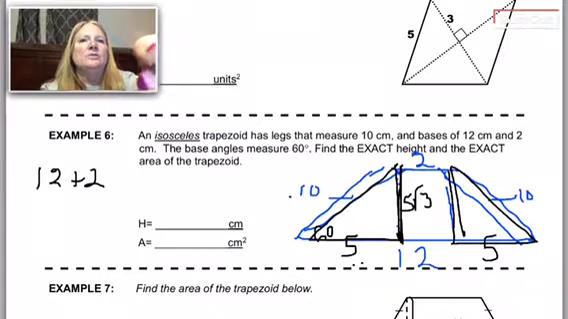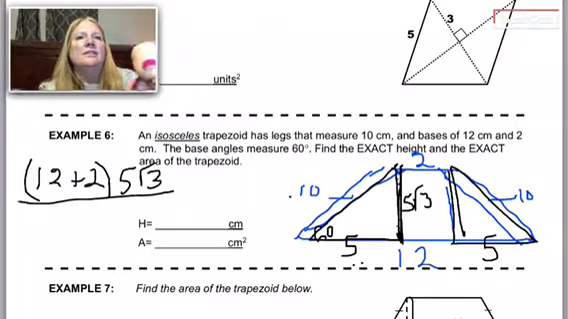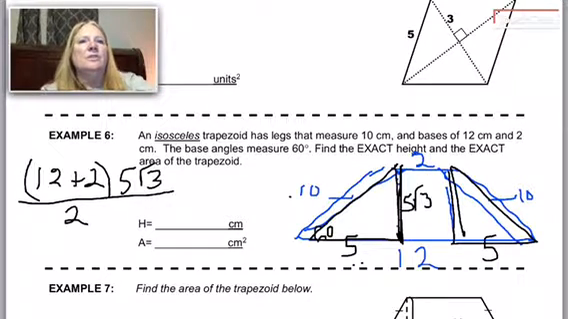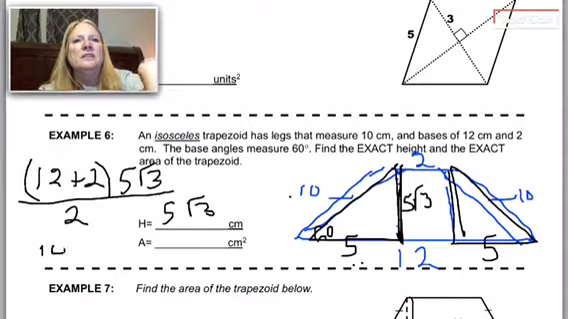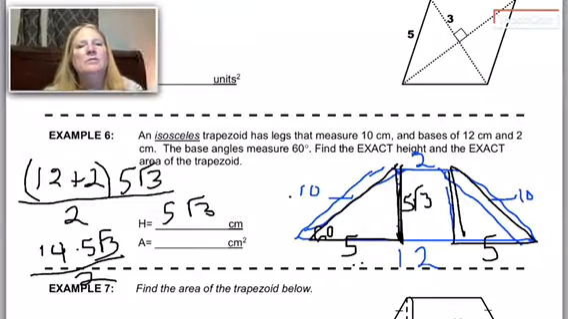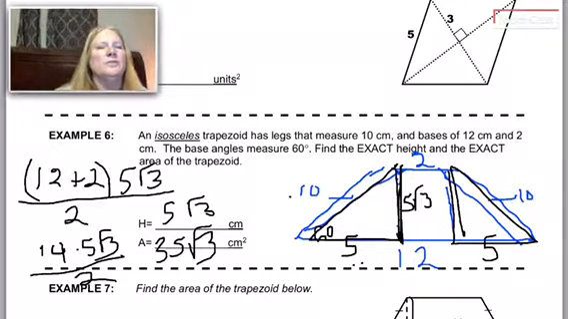Okay? So now we have all of our information, and we have base 1 plus base 2 times our height divided by 2. So the height is 5 times the square root of 3, and this is 14 times 5 times the square root of 3 divided by 2, or 35 times the square root of 3.